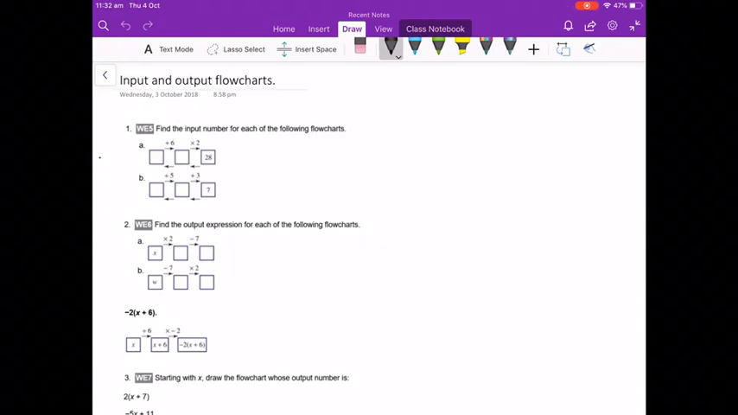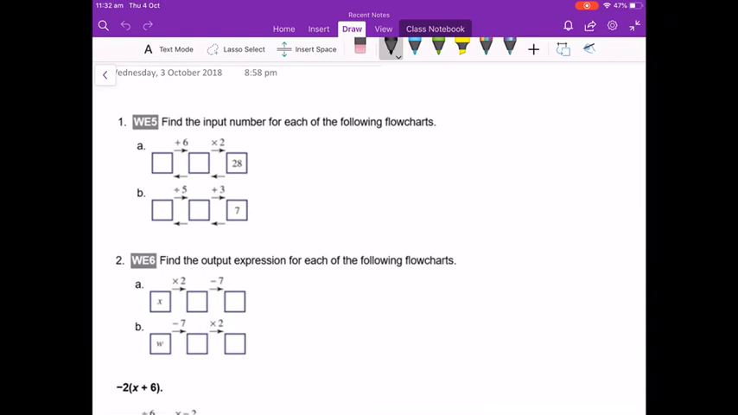Today we're going to be looking at input and output flowcharts. So I'm going to pull up a flowchart here, and it is good to know that the input is at the beginning of the flowchart and the output is at the end. So essentially the input is the question and the output is the answer. You can see there are directions there. So we're going to go from the output to the input.